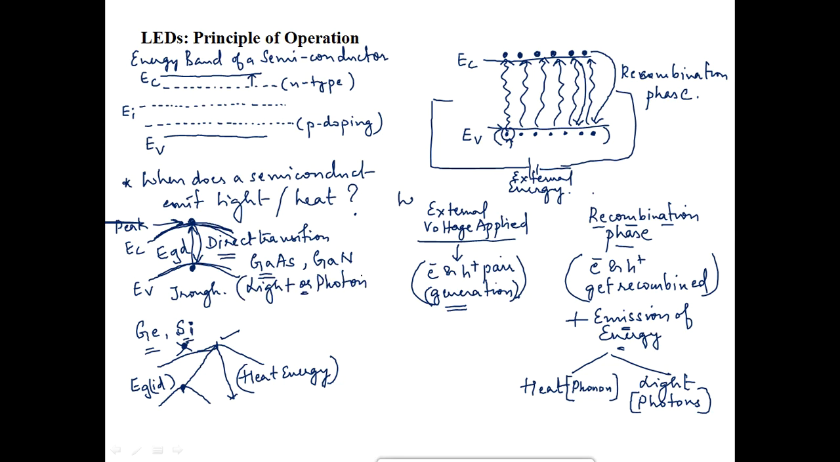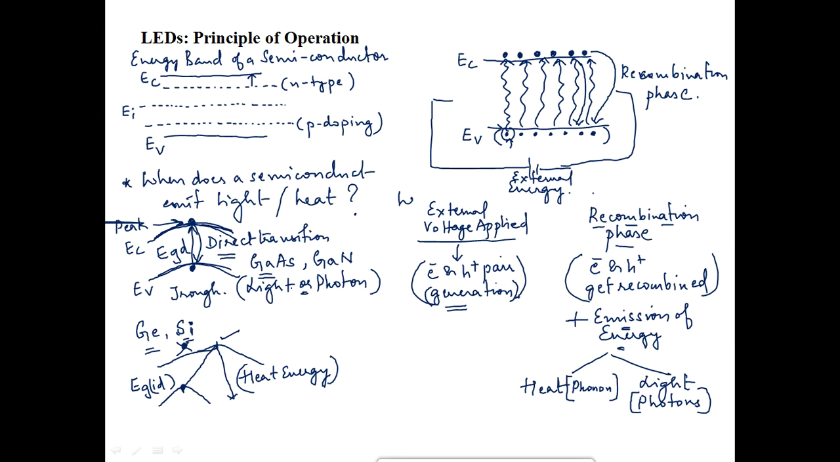Now it all depends on which type of material you choose and what the band gap of that particular material is. Say for example you have selected gallium arsenide, which is a direct band gap semiconductor, and we know that it emits light. Now when we say it emits light, what about the color of the light?